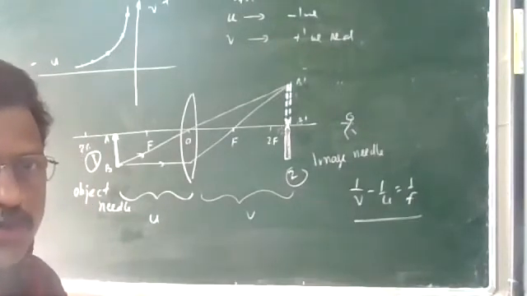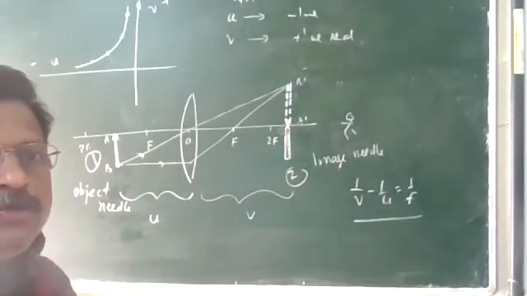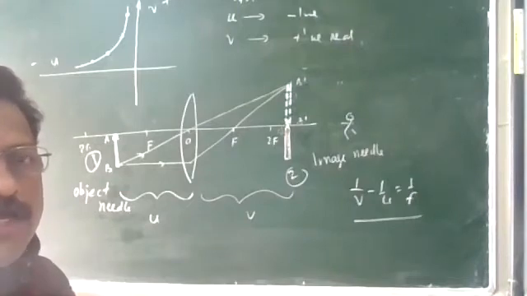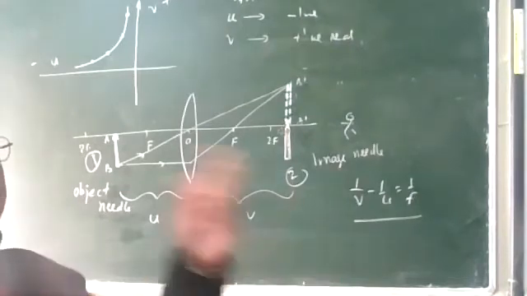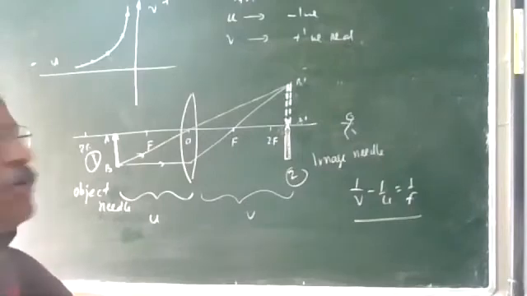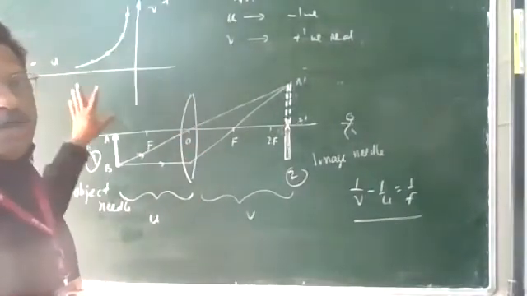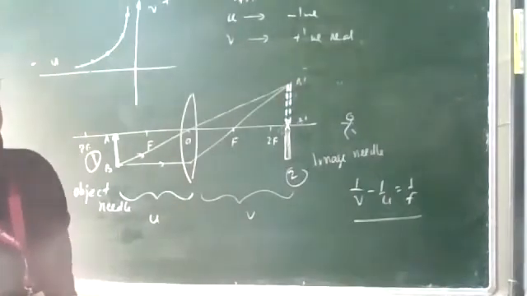If one or two points move away, no problem. If the shape is not coming properly, what will you do? You have taken 5 readings of U and 5 readings of V, so you can interchange U and V. Some points will come on this side and some points on the other side. After this, the graph is plotted.